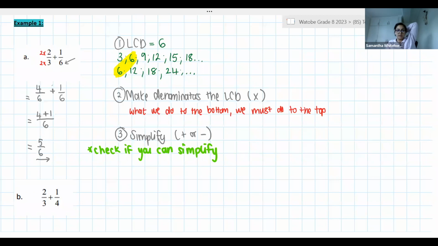So what I want from you guys is to try B. Your answers go in the chat. I don't want any hands raised. I will ask for hands in a second, but I want you to try B for me. So figure out what your LCD is, make your denominators the same, and then check and see if you can simplify your answer. Remember, if you're struggling to find an LCD, list out the multiples and find the smallest one that's common.